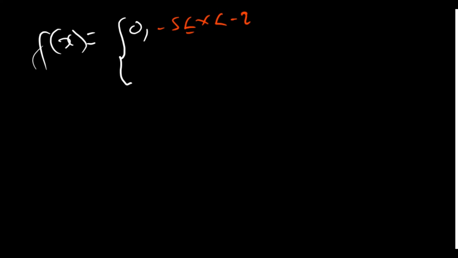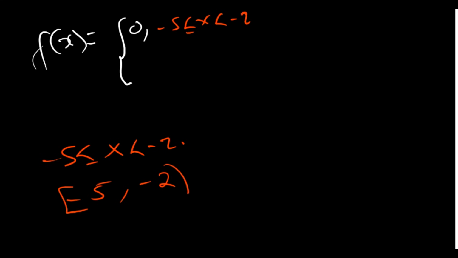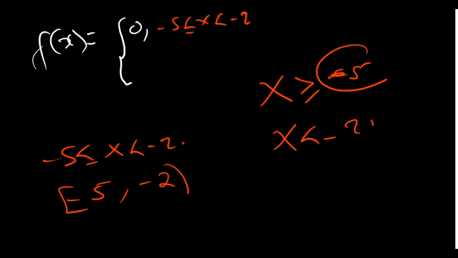Now when I say -5 less than or equal to x, then less than -2, I can put this in interval notation. What it means is that -5 is included, comma, -2 which is not included. So it's the same as x is greater than or equal to -5, at the same time x is less than -2, meaning it's starting from -5, -5 is included, all the way to this, but this is not included. That is what it means.